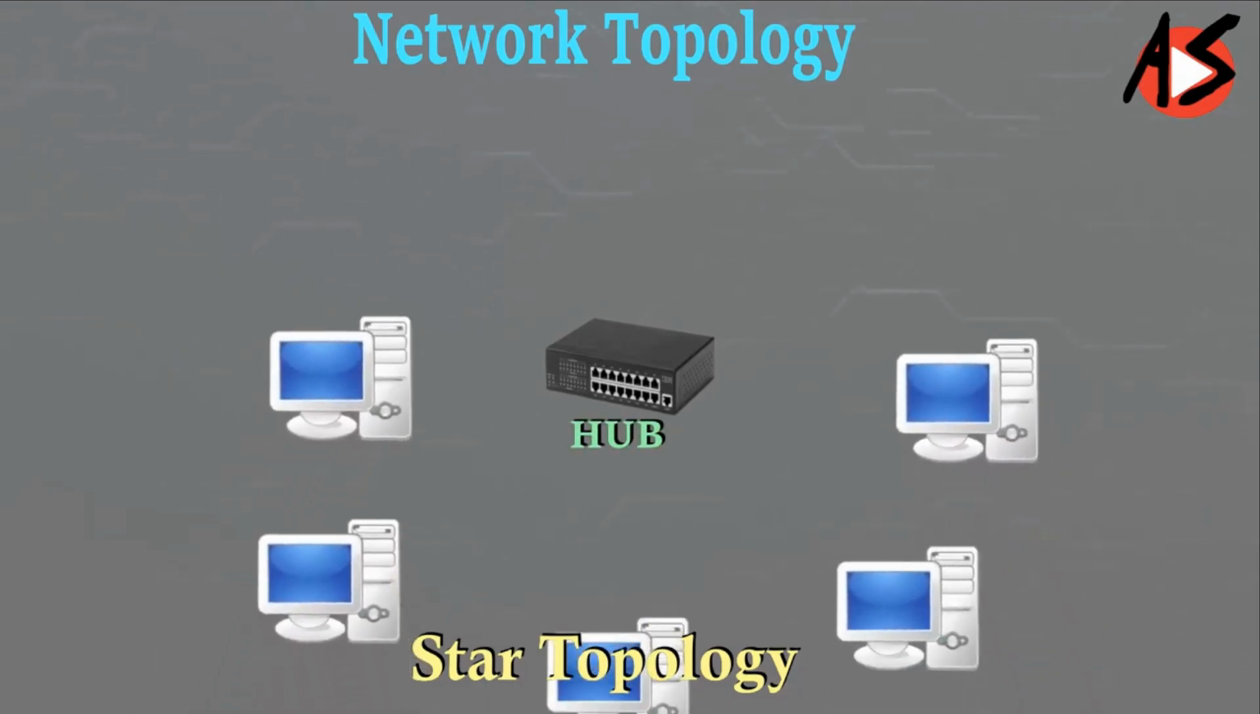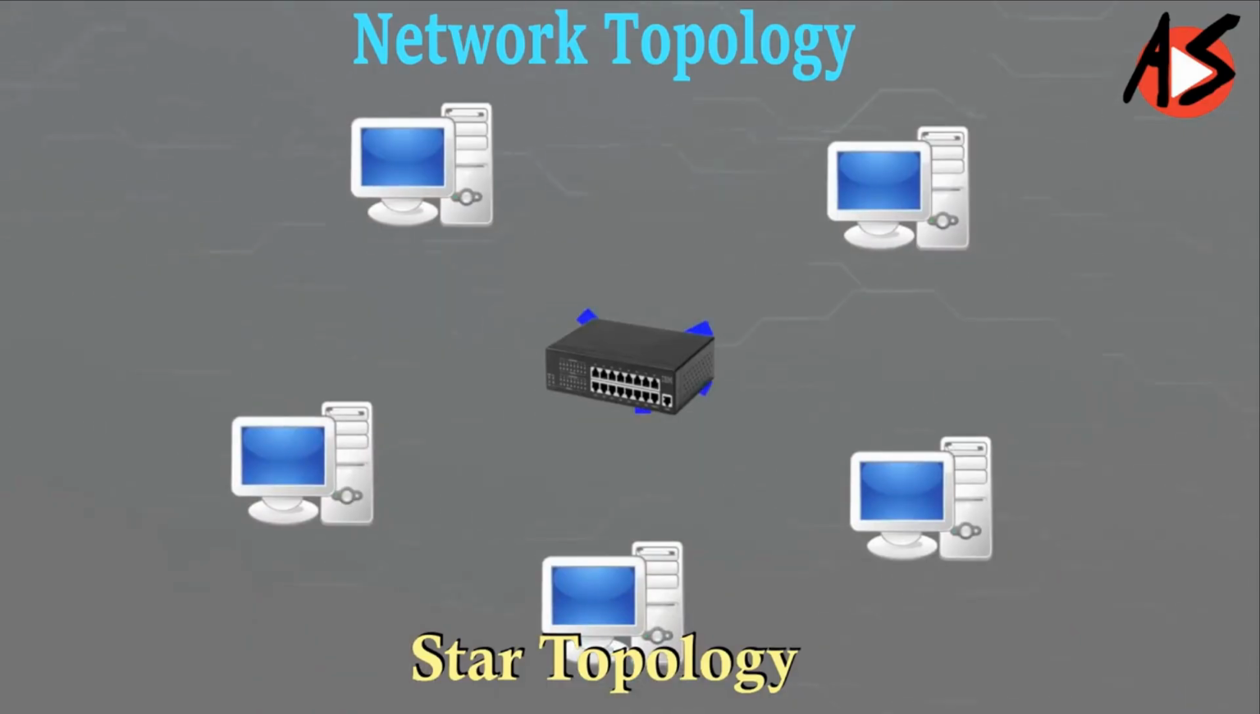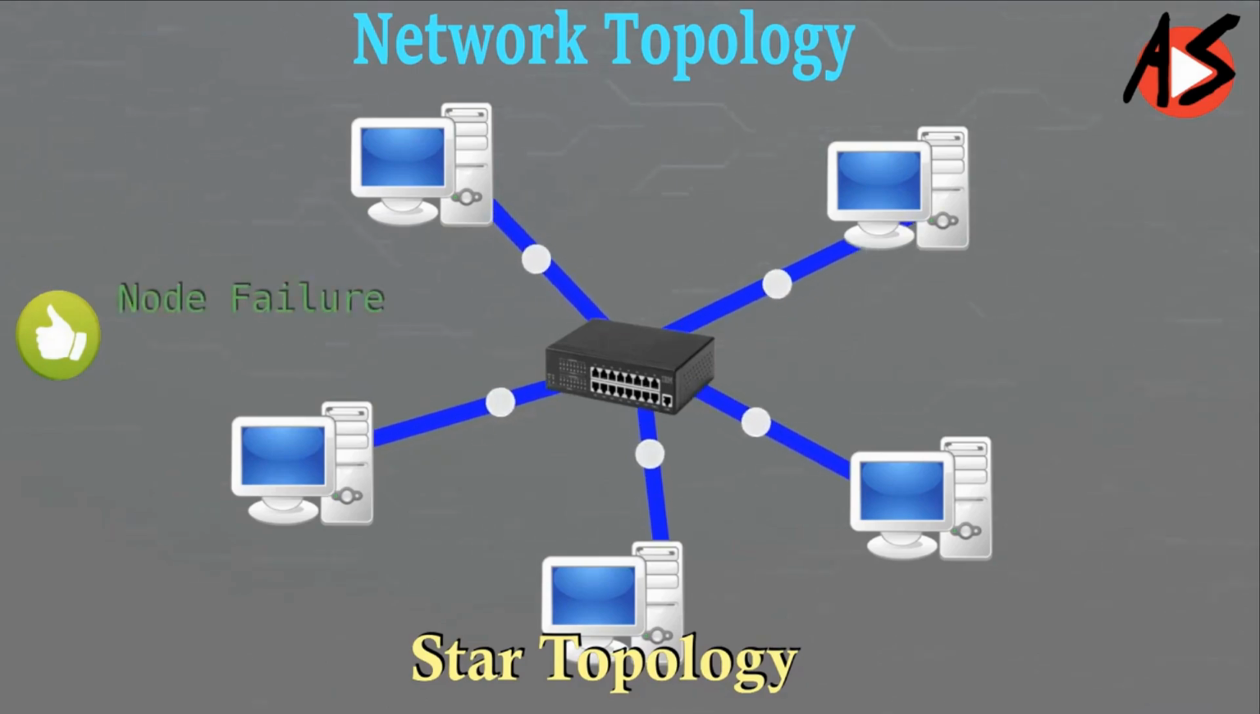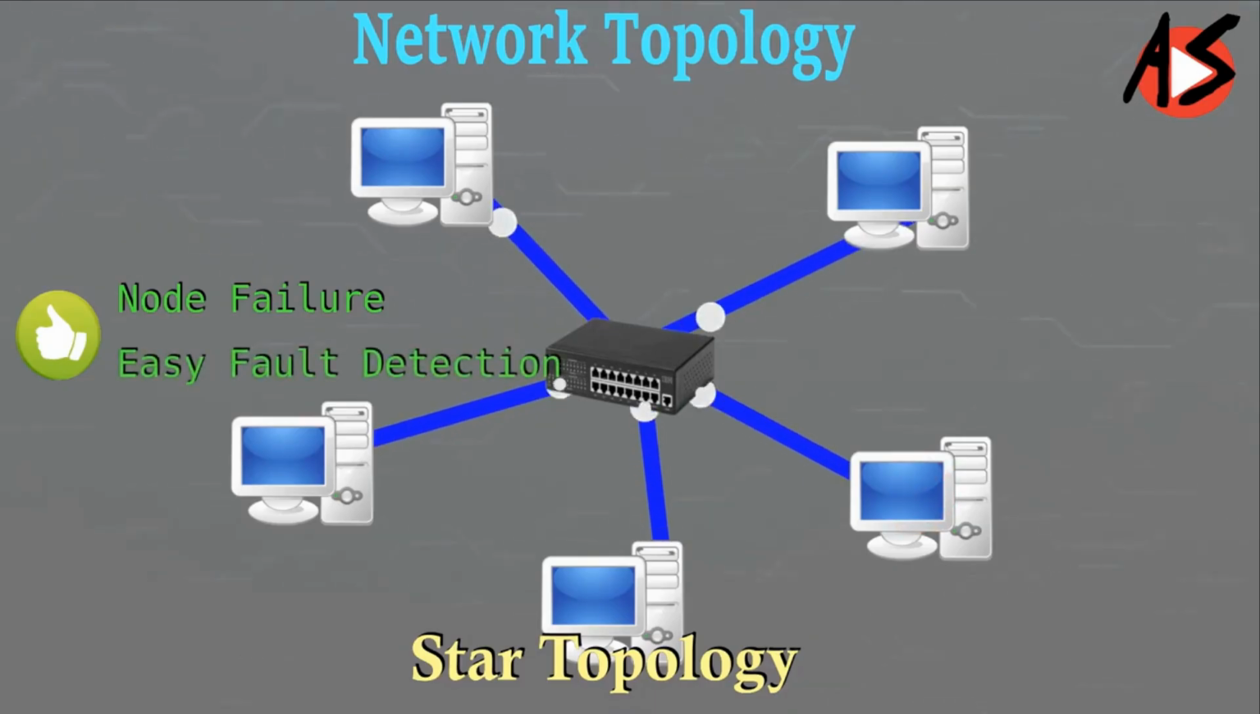Star topology. A star network features a central connection point, called a hub, to which all other nodes are connected. Each node has a dedicated set of wires connecting it to a central network hub. Advantages of star topology: failure of a single node does not affect the entire network. Fault detection is easier.